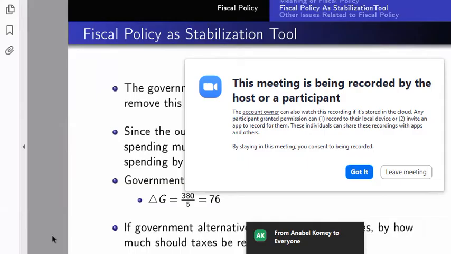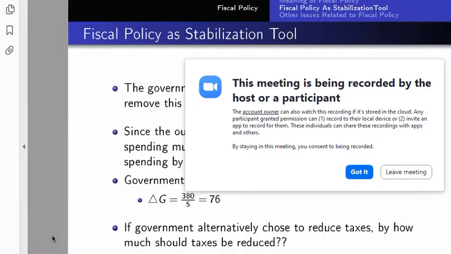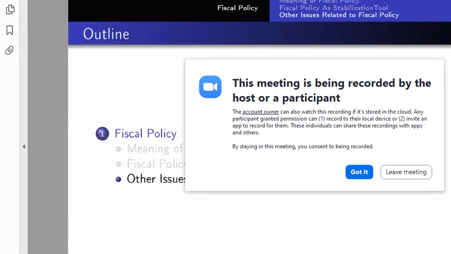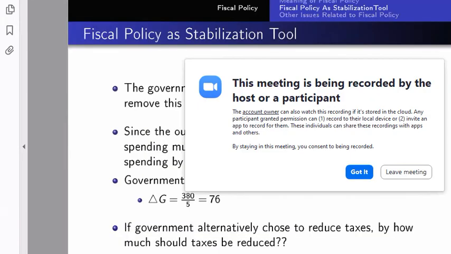Alternatively, if we don't want to touch G, don't forget fiscal policy is about touching either the G or the T or both. So if we don't want to touch the G, we can touch the T and it will give the same thing. If the government chooses to reduce taxes, by how much should tax be reduced? You calculate it for me.